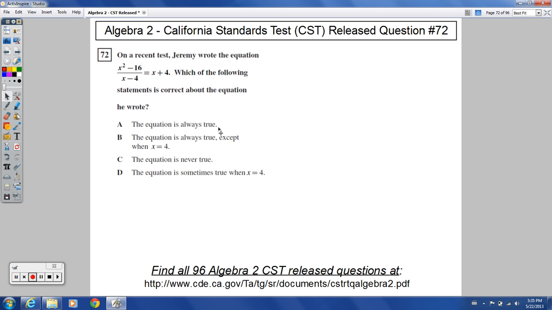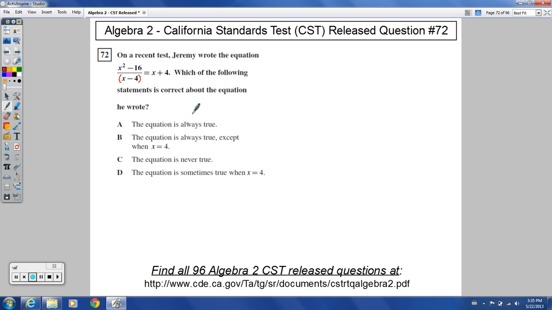Is the equation always true? The equation is always true except when x equals 4. The equation is never true, or the equation is sometimes true when x equals 4. And so when we have things like this, with an x in the denominator of a fraction, there is a possibility that we have something called an extraneous solution.